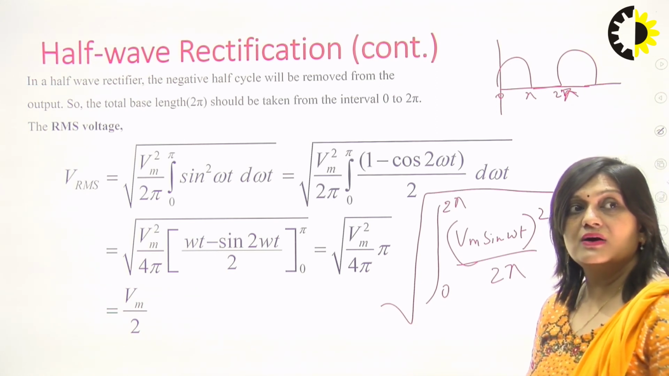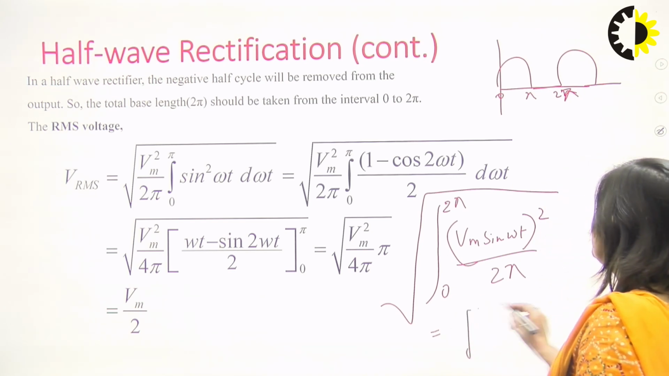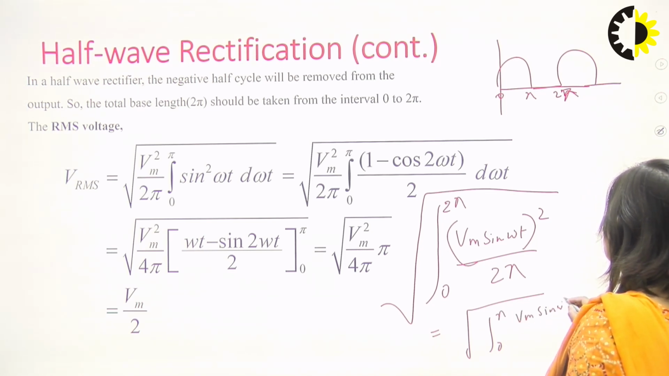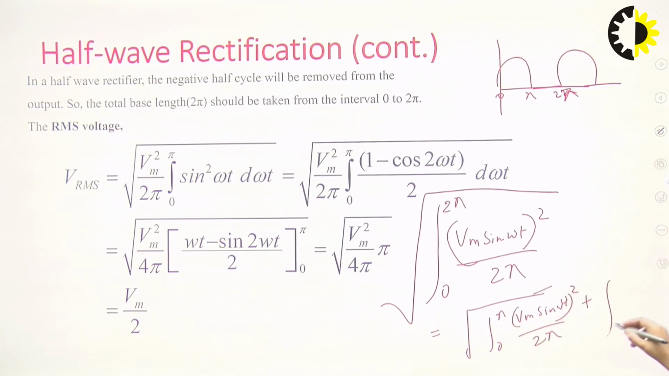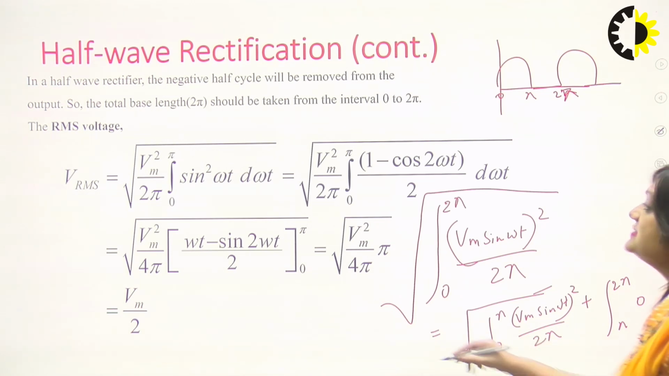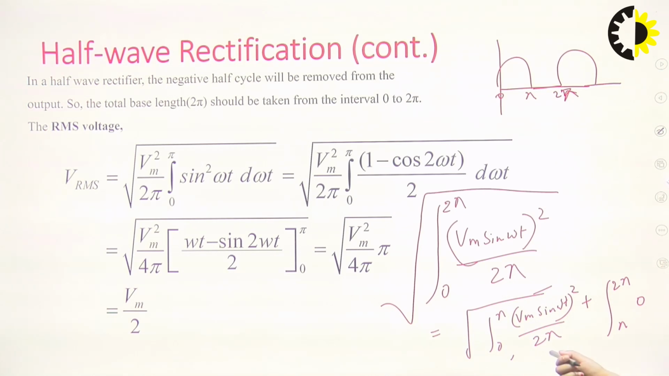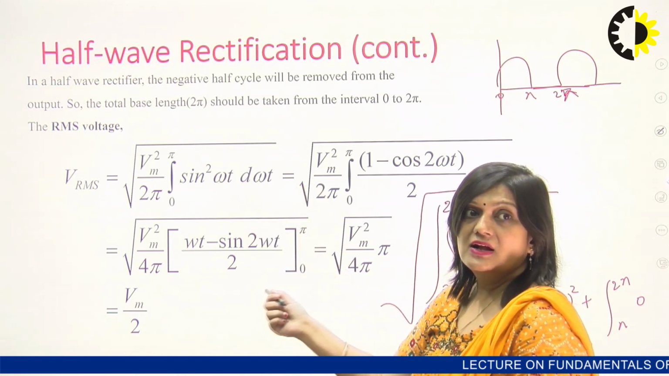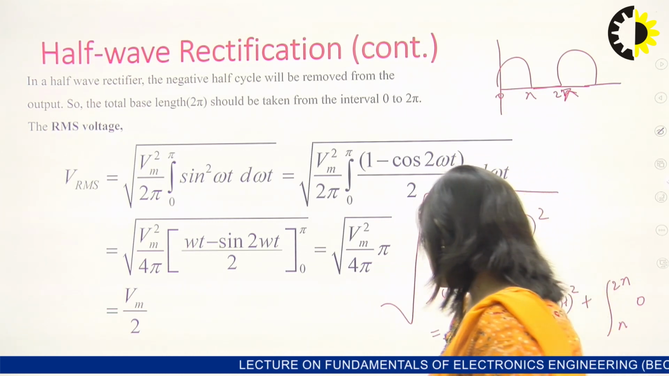Okay. So now when I will solve this, for 0 to pi it will become 0 to pi Vm sin omega t square upon 2 pi, because for pi to 2 pi it is 0. That's why this thing is written here: Vm sin omega t whole square d omega t upon 2 pi, limits are 0 to pi. So same thing is written here. After calculating this, the answer will be Vm by 2. So this is the root mean square voltage, Vm by 2, for the half wave rectifier.